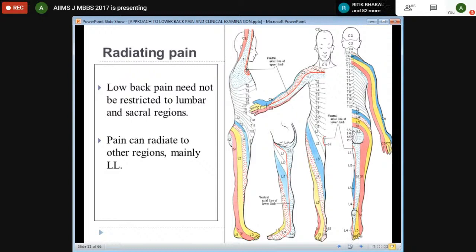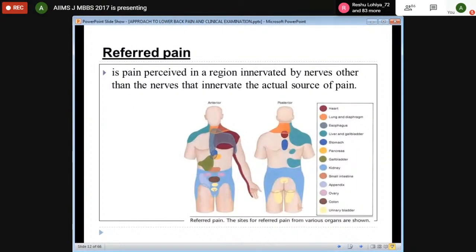There is a difference between radiating pain and referred pain. Radiating pain has a dermatomal presentation, while referred pain doesn't have a dermatomal presentation and can present even away from the originating structure. Various visceral structures can give different clinical presentations like low back pain. You can see in the pictures that even the heart, lung, and kidney can give a presentation like low back pain.